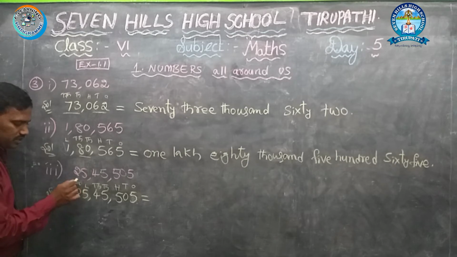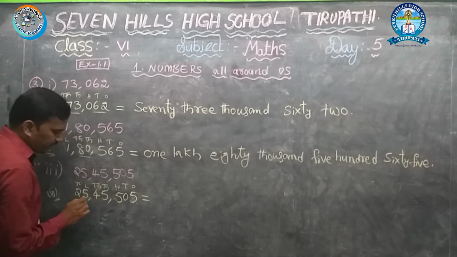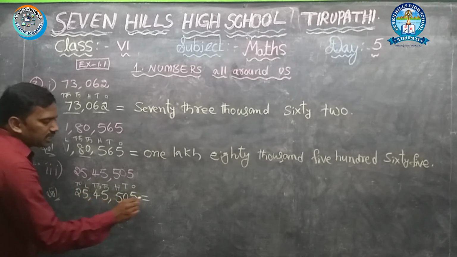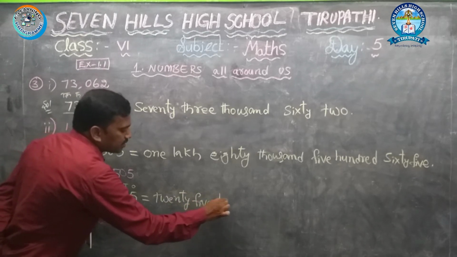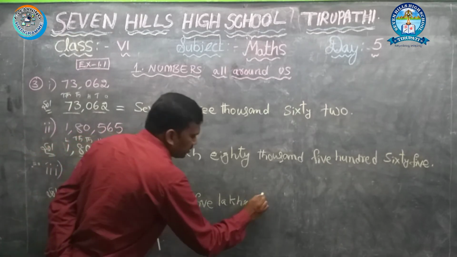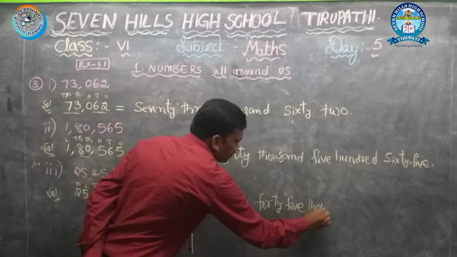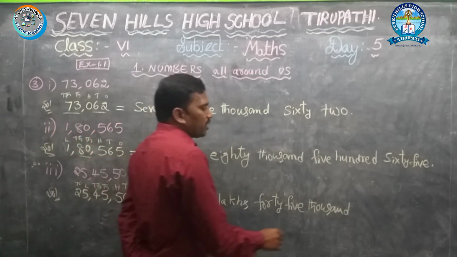Now, 25 lakhs, 45,000, and 505. Together it is 25 lakhs, 45,000, 45,505.